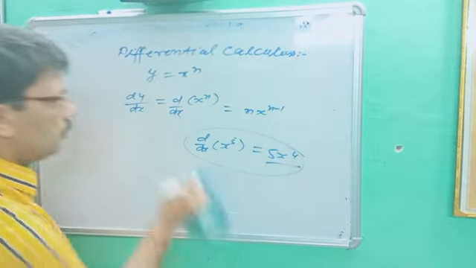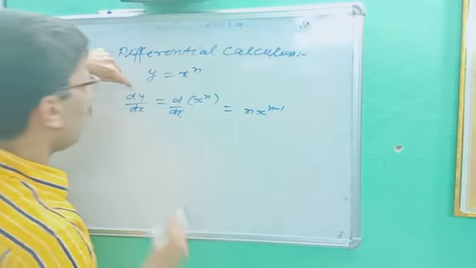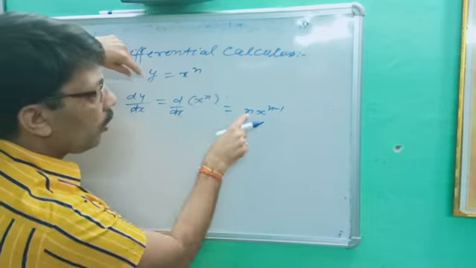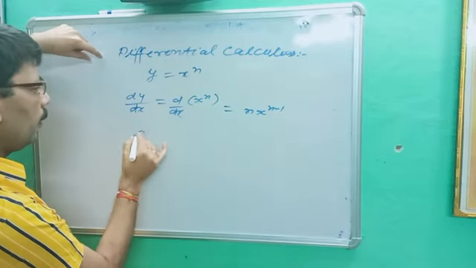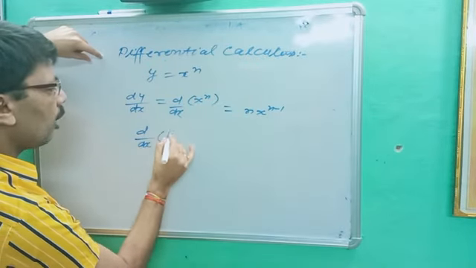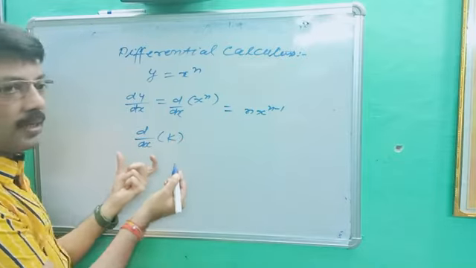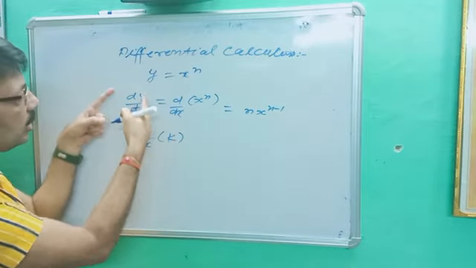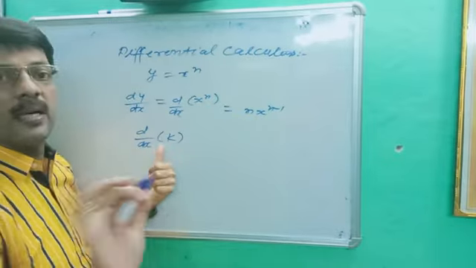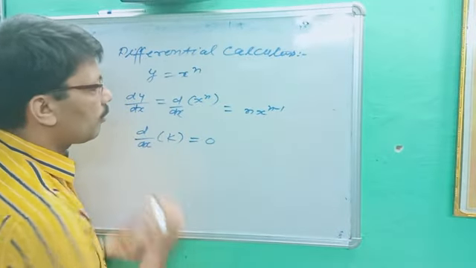Okay, so note down the formula. First formula: d upon dx of x power n is equal to n x power n minus 1. Now d upon dx of a constant, note down the point. If any constant is there, its meaning is change in y with respect to x. A constant never changes, so the differentiation of a constant is always 0.